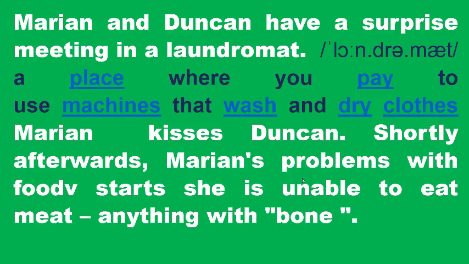Now one day, in their usual conversation, Duncan and Miriam go to a laundromat, where, unable to control her urge, Miriam or MacAlpin kisses Duncan. And after this incident, Miriam finds that she is not able to eat meat, anything with bone. So psychologically she gets affected.